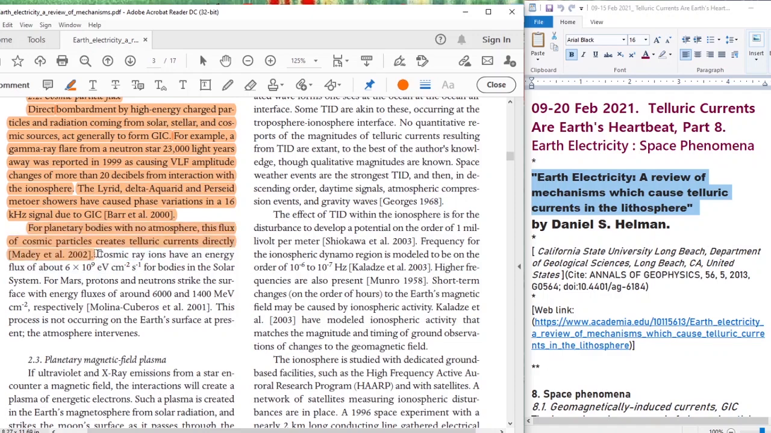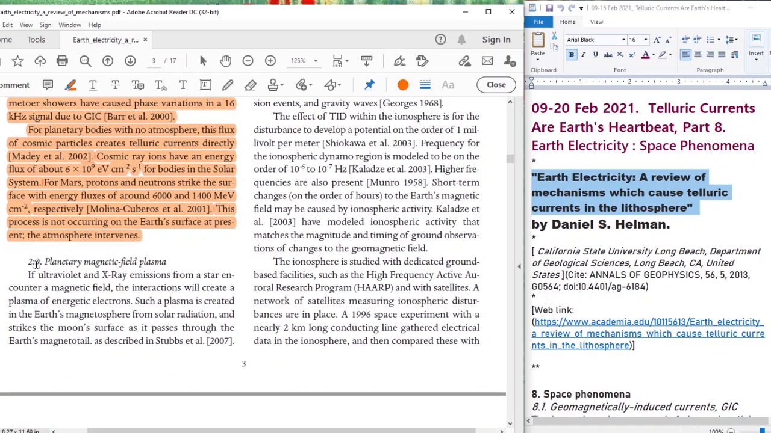The reference is 2002. Cosmic ray ions have an energy flux of about 6 times 10 to the 9th electron volts per centimeter squared per second for bodies in the solar system. For Mars, protons and neutrons strike the surface with energy fluxes of around 6,000 and 1,400 MeV per centimeter squared, respectively, where MeV is mega electron volts. The reference is 2001. This process is not occurring on Earth's surface at present. The atmosphere intervenes.